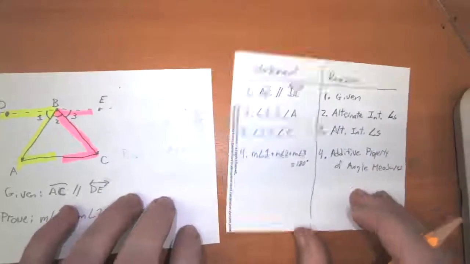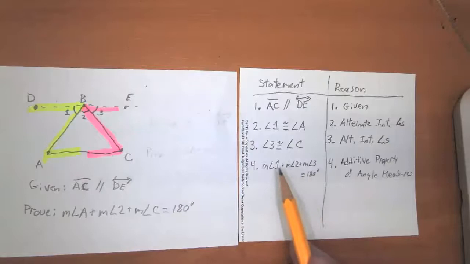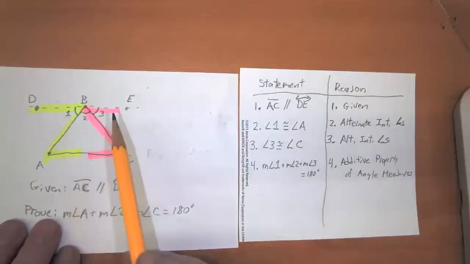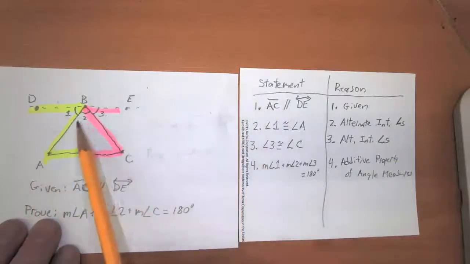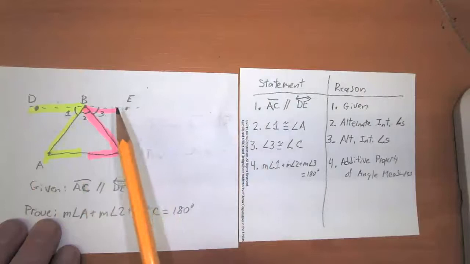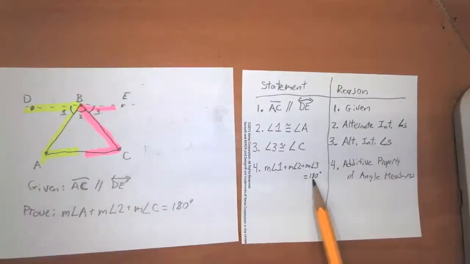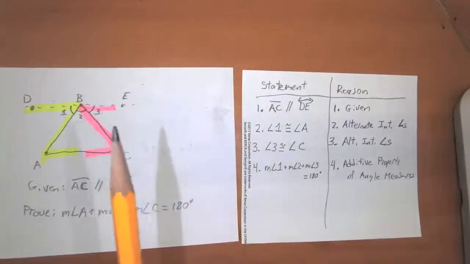All right. So here's what I'm saying. If I add up the measurements of these three angles, I'm going to get the measurement of what those three angles add up to. These three angles add up to a straight line. A straight line has 180 degrees. So these three measurements add up to 180 degrees. That's the additive property of angle measures.